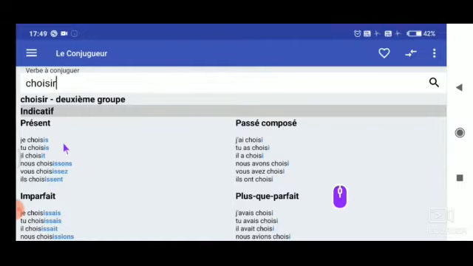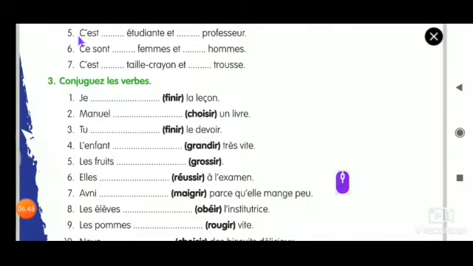Now Manuel comes under third person singular, right? So il. So what is the answer? Choisit. Tu dash le devoir. Devoir, homework. Finir verb. So already take out the R and you have to add S. So finis.